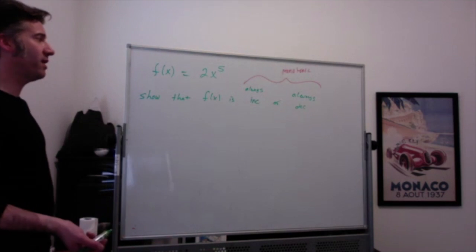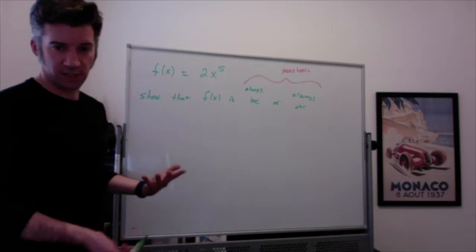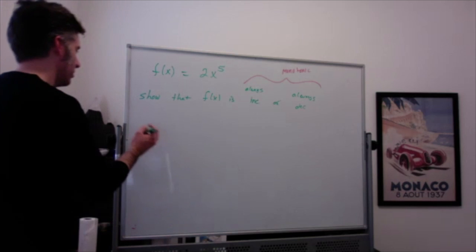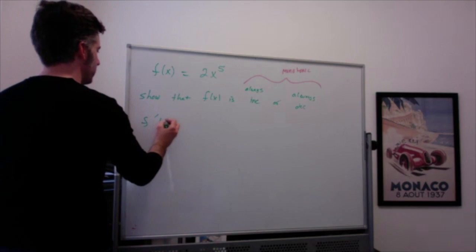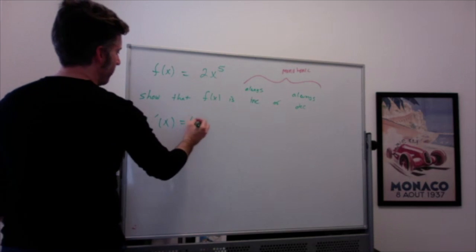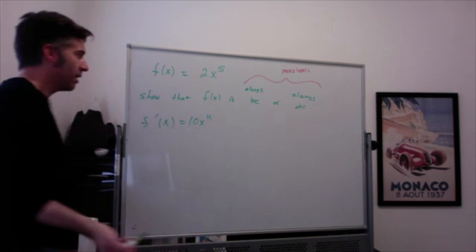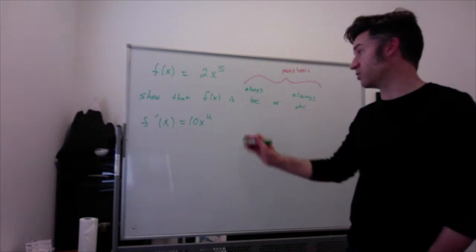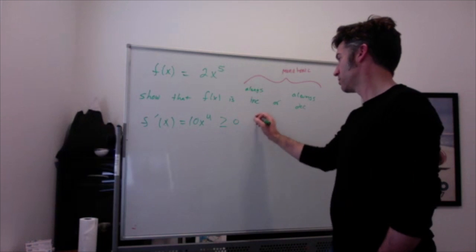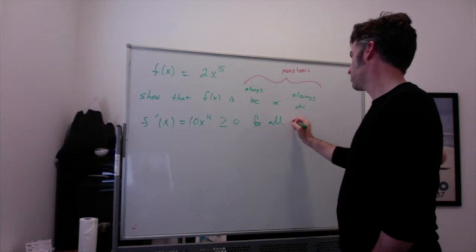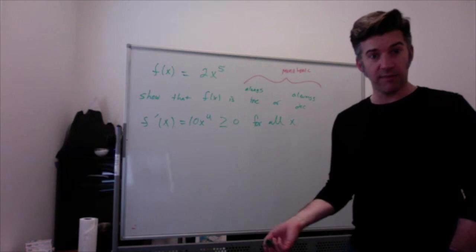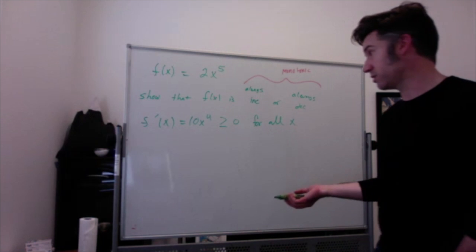So show that f of x is always increasing or always decreasing. The way we're going to show that is by taking the derivative. The derivative here is 10x to the 4th. And that derivative is certainly always greater than or equal to 0. And since the derivative is never negative, the function is always increasing.